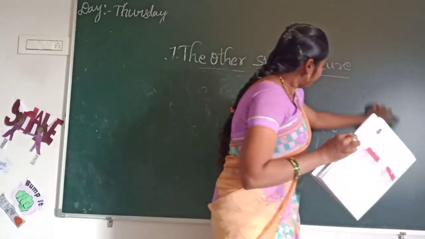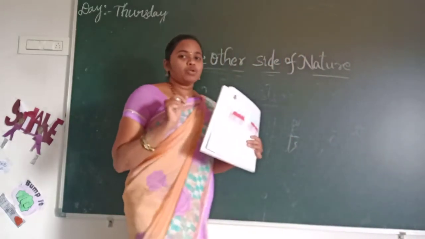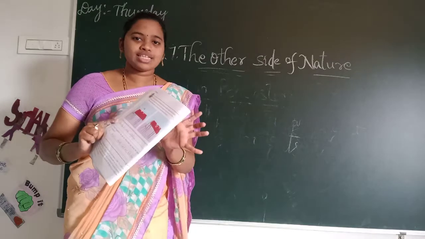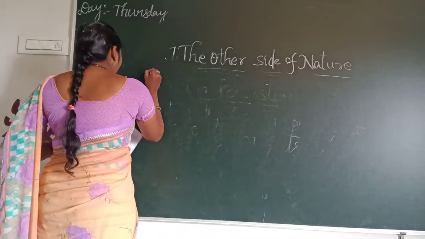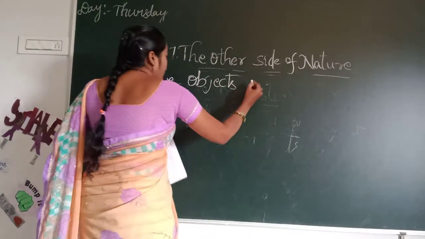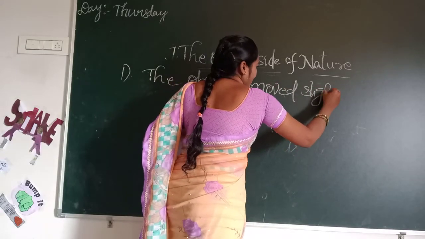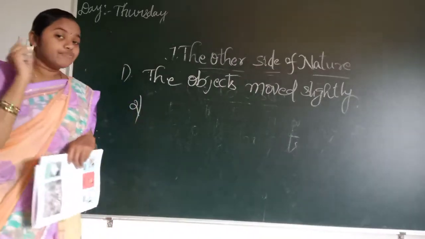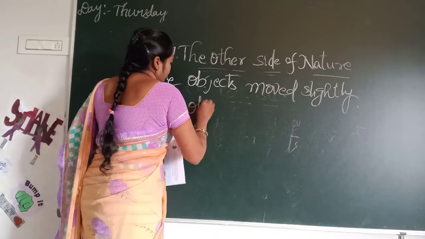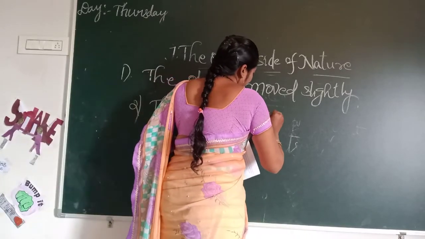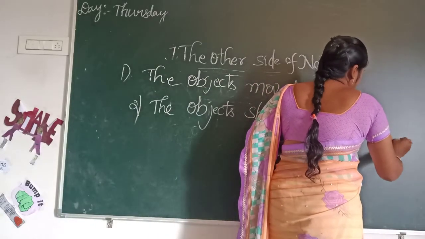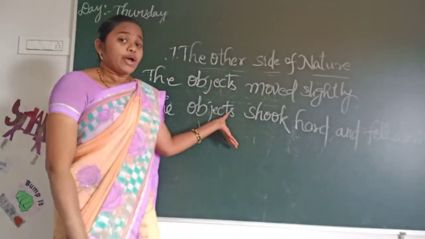Yes children, we will notice many differences. If you move the table gently, objects will not fall down. If you move the table very forcefully, all objects will fall down. Write answers, children. In the first case, the objects move slightly. And in the second case, if you move the table very forcefully, all the objects fell down. If you shook the table hard, they fell down. So we can observe the difference, children.